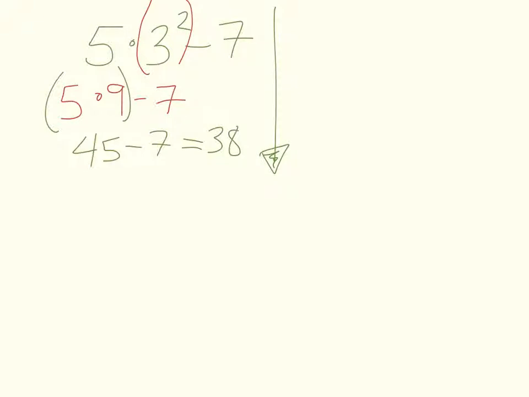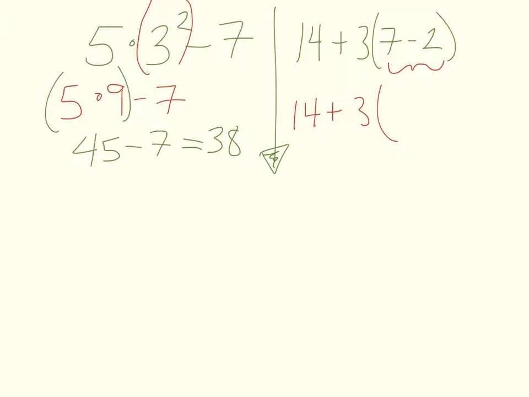All right, last problem, probably the hardest problem. Let's find out. What about 14 plus 3 times, open parentheses, 7 minus 2, close parentheses? Stop the video. Okay, order of operations says we're going to solve this problem backwards. We're going to start with the parentheses. So this is really 14 plus 3 times whatever 7 minus 2 is. 7 minus 2 is 5.